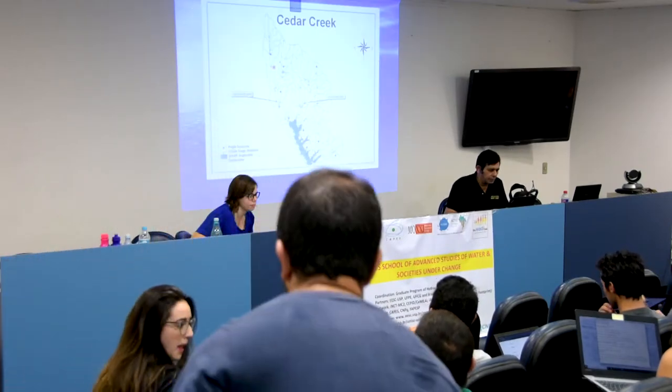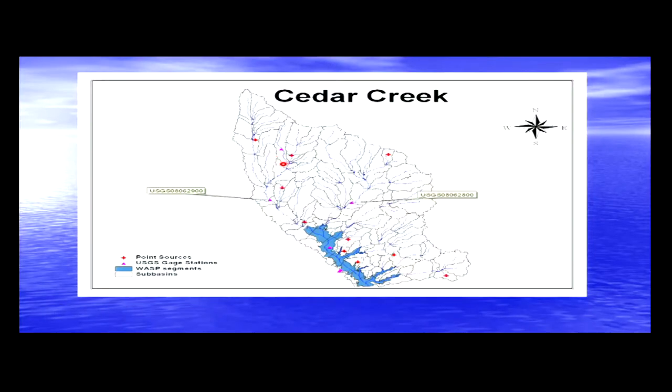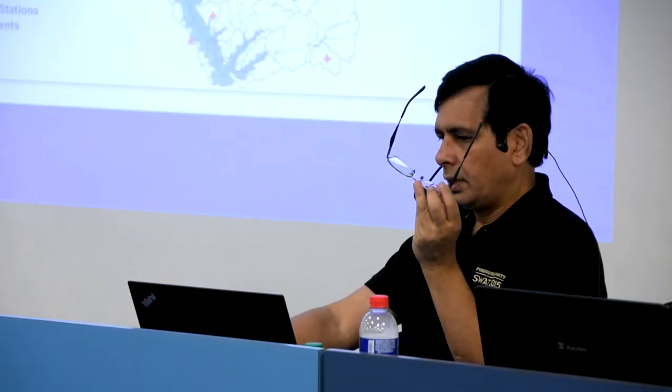And this is the wastewater treatment plants. There are quite a few wastewater treatment plants here, actually. All these plus signs are wastewater coming from cities, industries, things like that. You can see there are a lot of them right close to the lake also. And here is the gauge data from the USGS. This is one gauge, and this is another. This is for the Cedar Creek, and this is for the King's Creek. So we have only two gauges in this watershed above the lake.